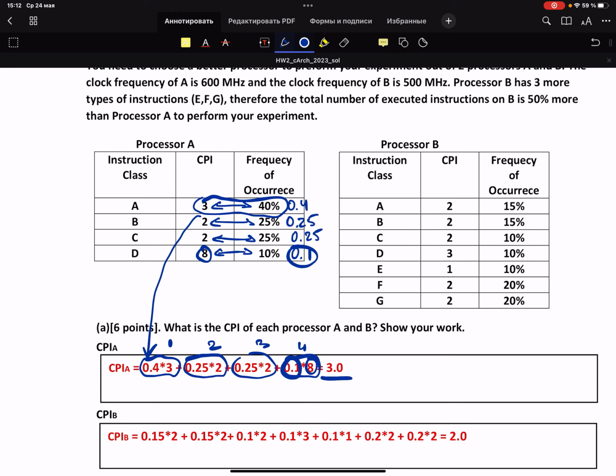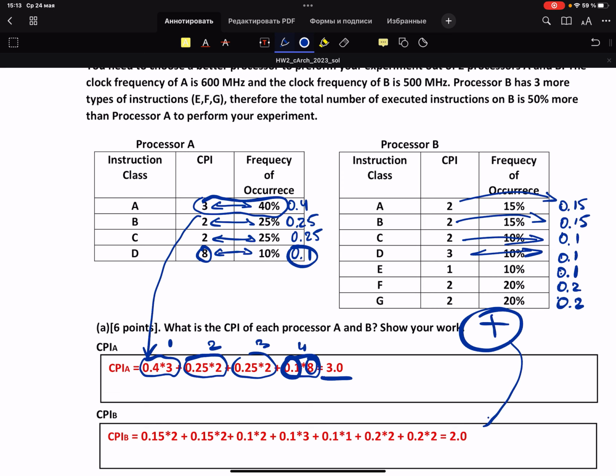So you do the same thing for processor B. First we convert them into the appropriate values, and by appropriate value I mean that you have to divide this percentage value by 100. So it's going to be 0.15, 0.15, 0.1, 0.1, again 0.1, and 2 times 0.2, 0.2. You multiply this SPI value by the corresponding frequencies, and then finally you add them and you get 2 here. Okay, you can see it.